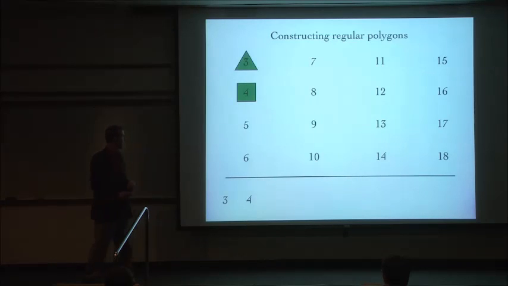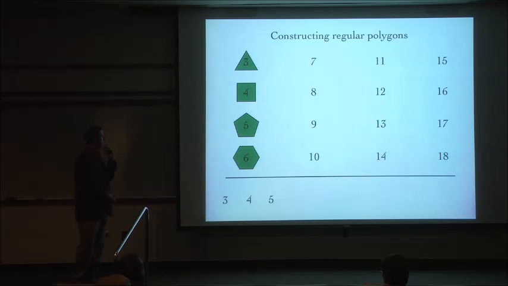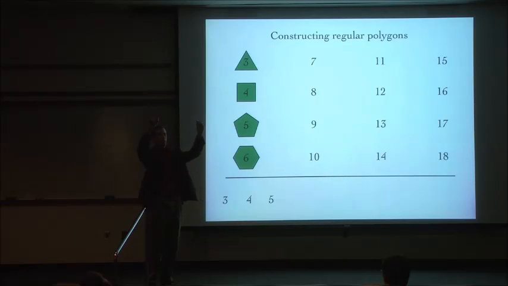The pentagon, it turns out you can do. It's relatively complicated, but you can inscribe a pentagon in a circle with just a compass and straight edge. We saw the hexagon just now, so we can do the hexagon. The other thing you can do is, if you have one of these polygons, you could draw a line segment from the center out to two adjacent vertices on the polygon. You can bisect the angle, and you could use that to double the number of sides.